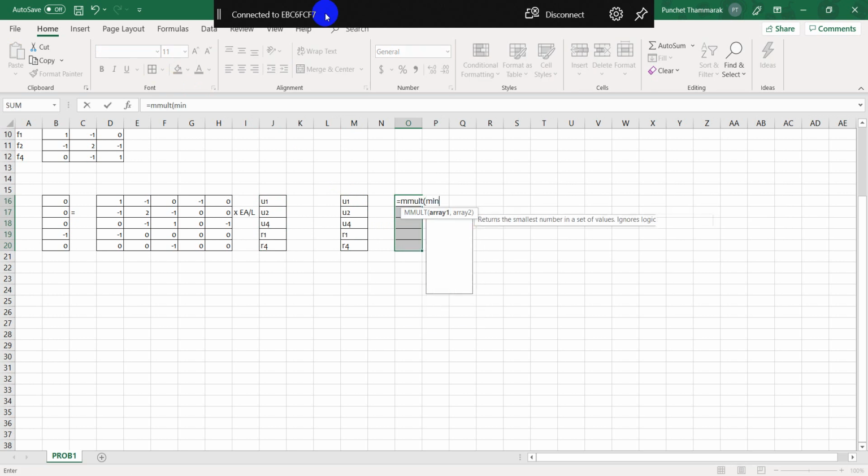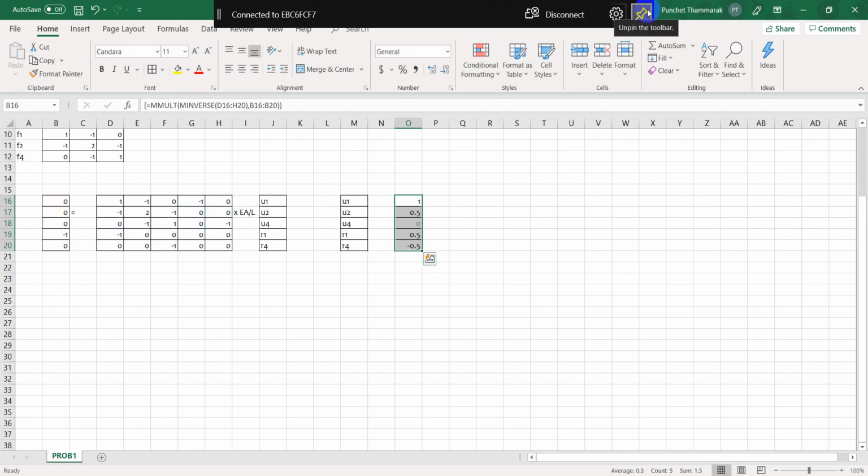M U T of M inverse of this matrix, multiplied by this known. Okay, so displacement 1 here is 0.5, here the right end equals 0. You need the force equals 0.5. Let's check the unit a little later.